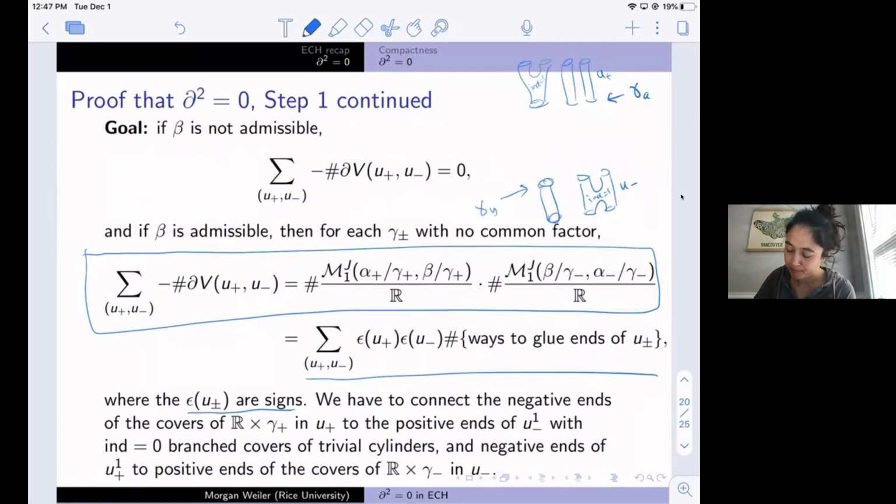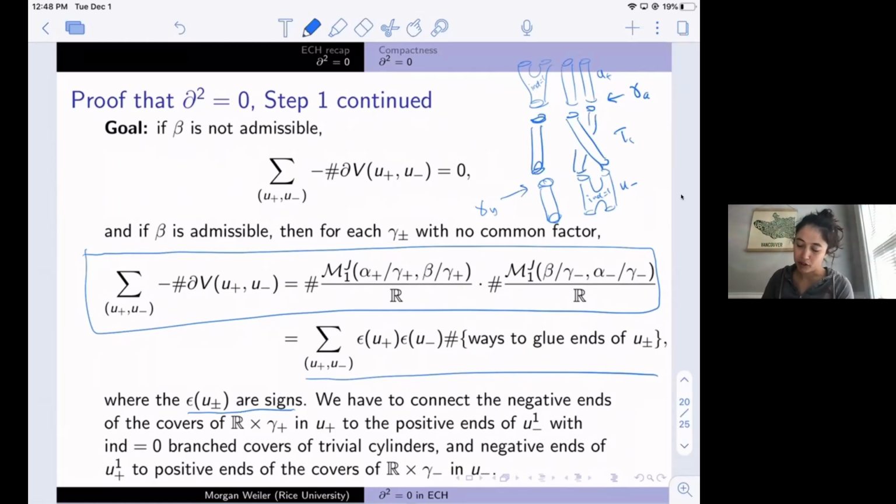I don't know. These are different orbit sets. And so all of the ends that are at ends of covers of trivial cylinders in U plus have to match up to ends. Maybe they match up in some funny way. They have to match up to ends in the index 1 part of U minus, and then the covers of trivial cylinders in U minus have to match up using some funny branch covers of trivial cylinders to the ends in the index 1 part of U plus. So this is the reason why using an ECH gluing pair and assuming that gamma plus and gamma minus don't have any common factors is so helpful.